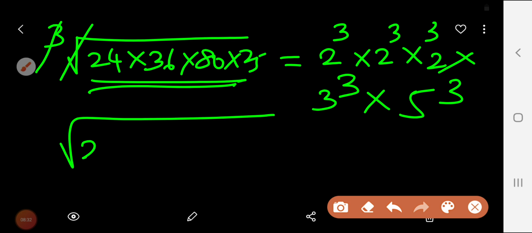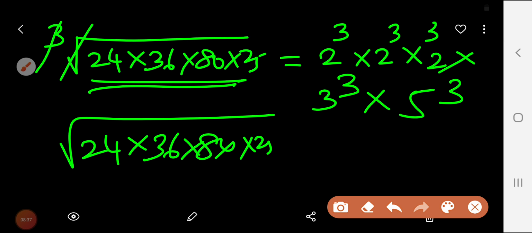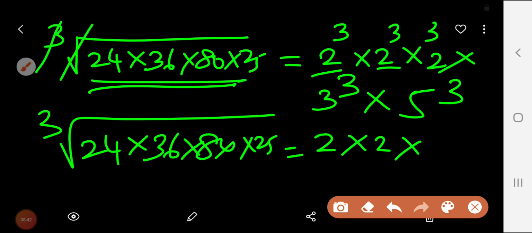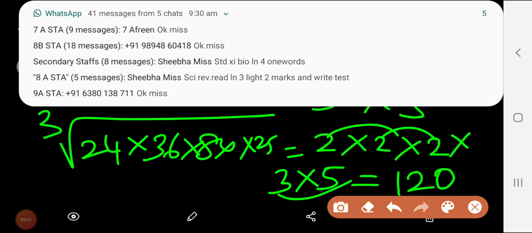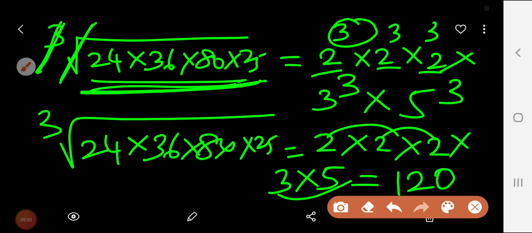Now the cube root of 24 into 36 into 80 into 25 is nothing but we have to take 1 2 from here, 1 2 from here, 1 2 from here, 1 3 from here, 1 5 from here. While we raise the power, we should not write this one. While we reduce the power, we have to take the cube root. Now 2 2s are 4, 4 2s are 8, 3 5s are 15, 8 15s are 120. So the cube root of this value is 120.